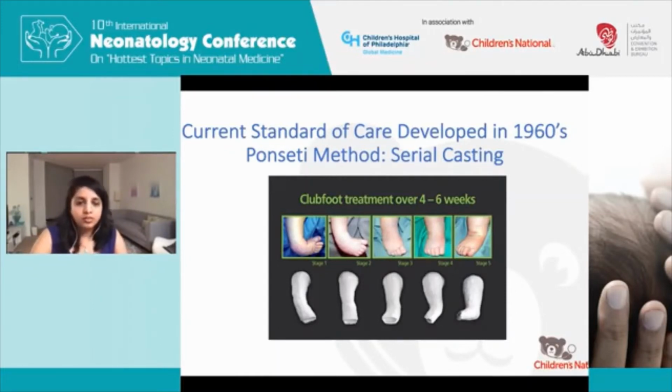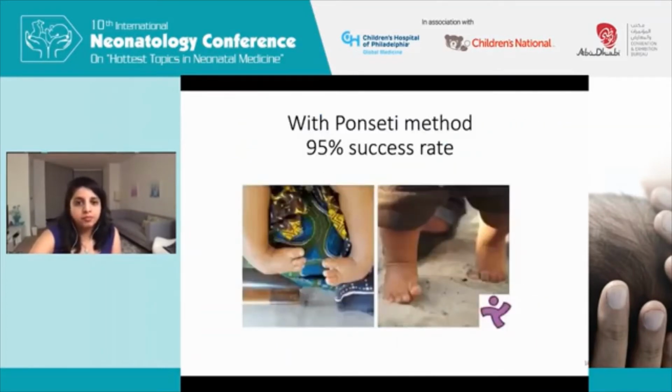So what they do, as you can see here, it can take anywhere from 4 to 6 weeks, sometimes 7 or 8 weeks, depending how severe it is. Every week they apply a long leg cast all the way from the groin to the toes. And the orthopedic surgeon, in a very specific way, manipulates the clubfoot and turns it outwards and actually overcorrects it during the course of the treatment. So every week the baby comes in, they put on a new cast, they come back the next week, they take off the cast, manipulate the foot again, and so on and so forth. And using this method, it's actually 95% successful, which is amazing.